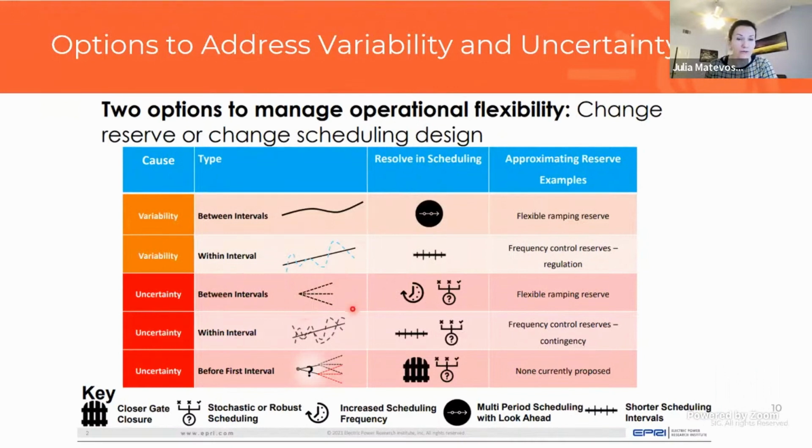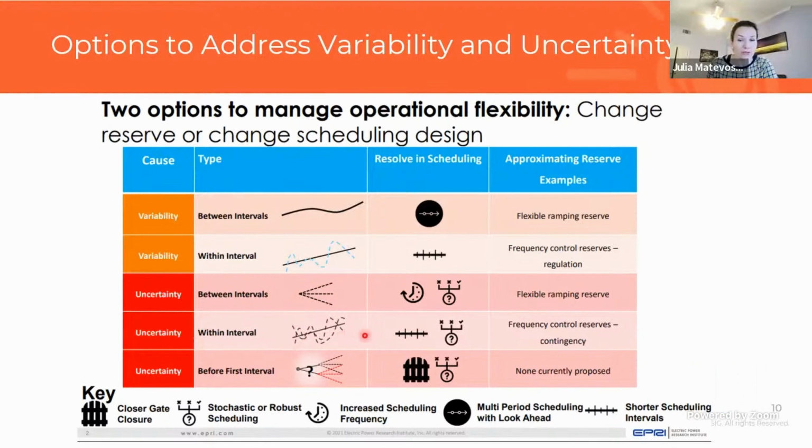Now going to uncertainty, if you have uncertainty between different intervals, you can have increased scheduling frequency, or you can also have stochastic or robust scheduling, where you look ahead at different uncertainty, different scenarios for forecasts that you have, and you can position the system in the most optimal way to address this uncertainty. Or you can have flexible ramping reserve and do it more deterministically. You determine how much reserve you need, and then this reserve is available to serve this uncertainty.